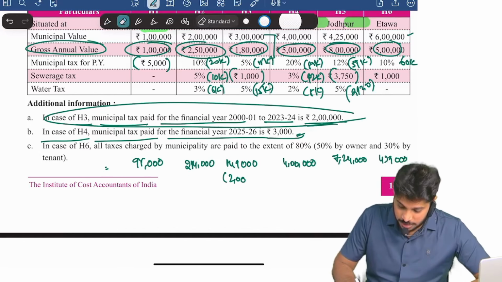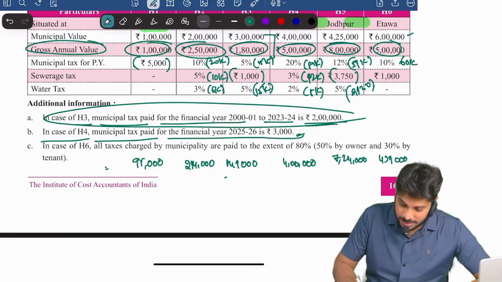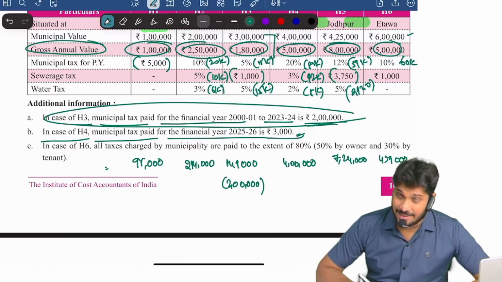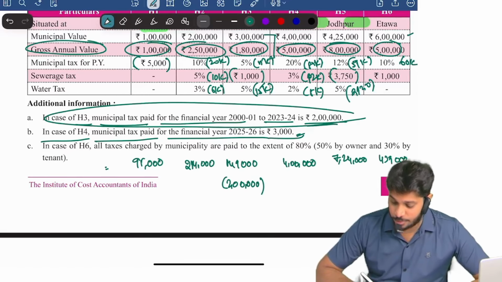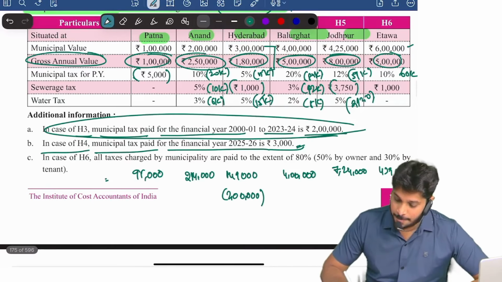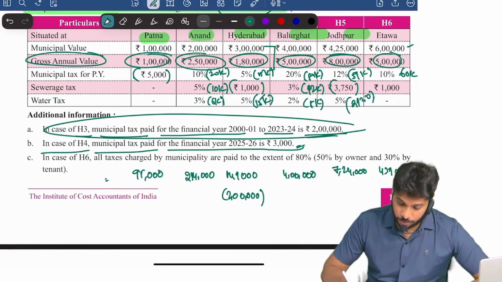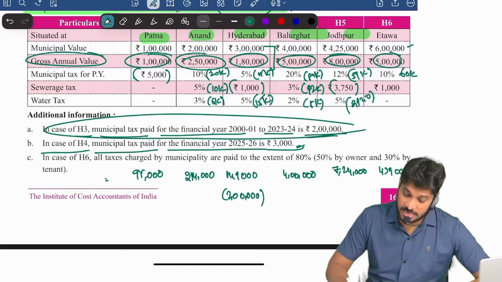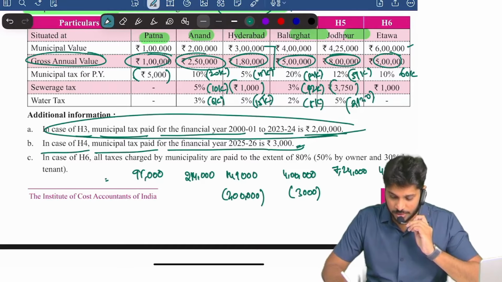Okay, now you see here for house number 3, how much is the municipal taxes paid? 2 lakh. Okay, 2 lakh. NAV can be negative, no problem. Now we'll see anyhow. Next, house number 4, municipal tax paid in advance. In advance they paid. That also you can claim deduction, correct? That also you can claim deduction.